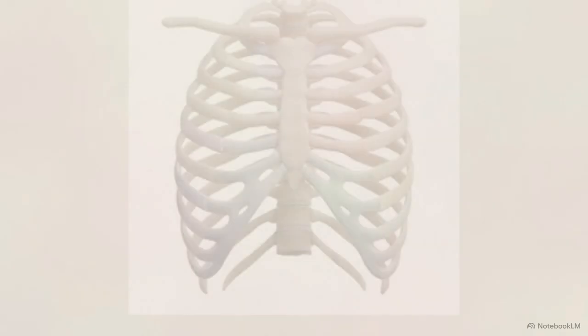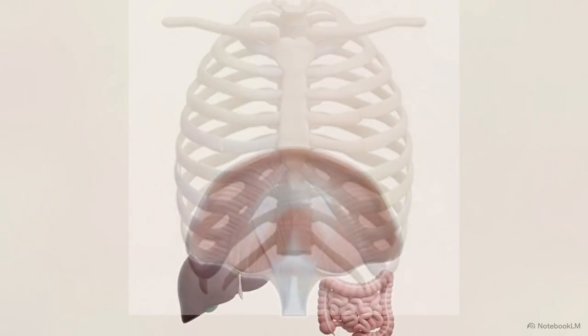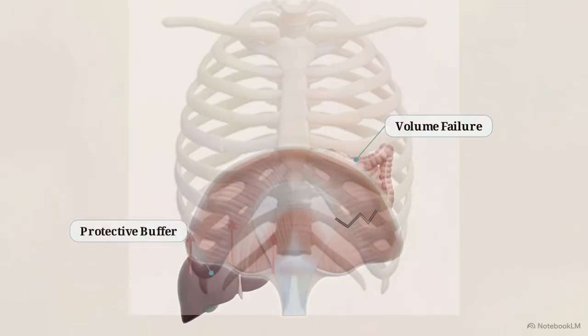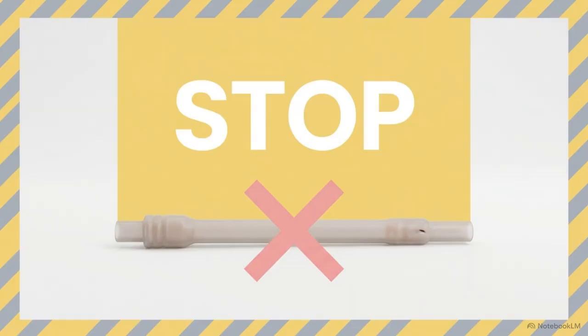At the lower margin, we assess diaphragmatic ruptures. These predominantly occur on the left side, as the mass of the liver provides a protective buffer for the right hemidiaphragm. The key clinical indicator is hearing bowel sounds within the thoracic cavity.